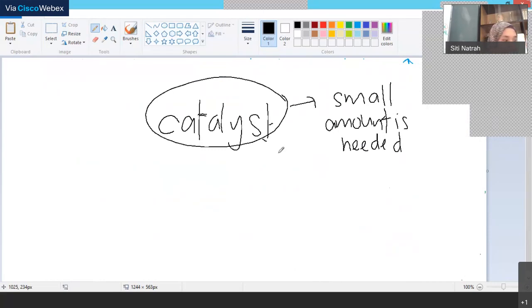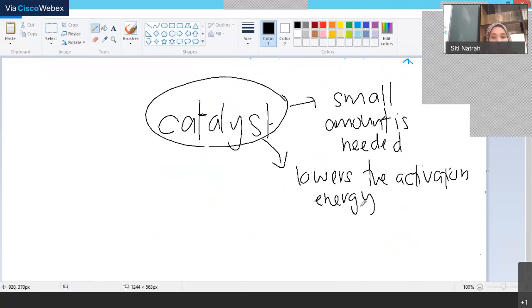So second one tadi kita dah belajar apa dia? It will lower the activation energy. Okay, it will lower the activation energy. Alright. So lagi apa dia? Lagi apa yang ciri-ciri catalyst? It will lower the activation energy. So lagi dari segi physical appearance dia macam mana? Adakah sama? Adakah dia akan berubah?